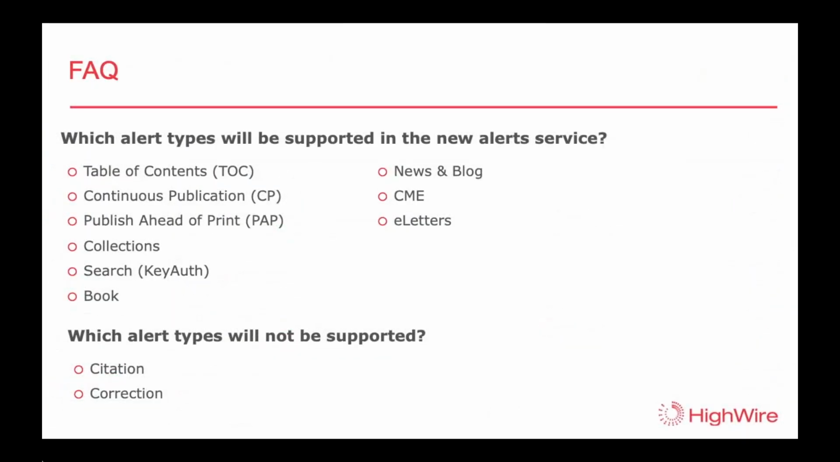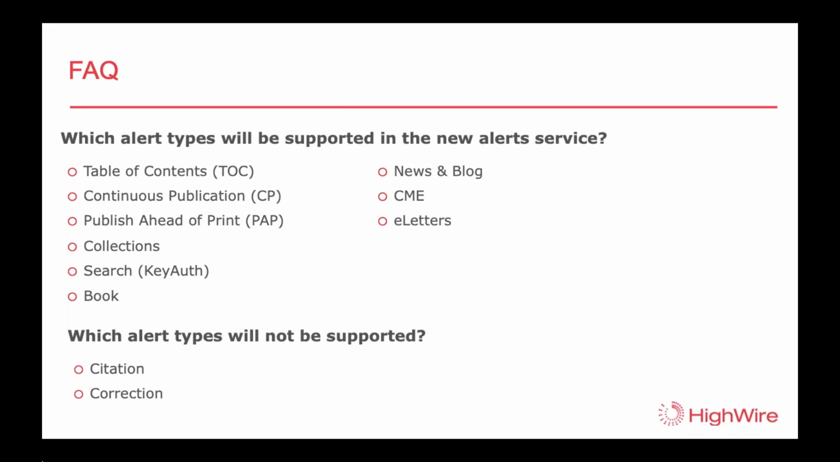Before we take a look at the release schedule, a note of clarification about which alerts will and will not be supported in the new service. We will support table of contents, continuous publication, published ahead of print, collections, search, book, news and blog, CME, and e-letter alerts. We will not be supporting citation or correction alerts. At this point, the functionality provided by Google Scholar provides authors with a more comprehensive platform for citation tracking and alerting, and so we plan to sunset citation alerts with the new service.